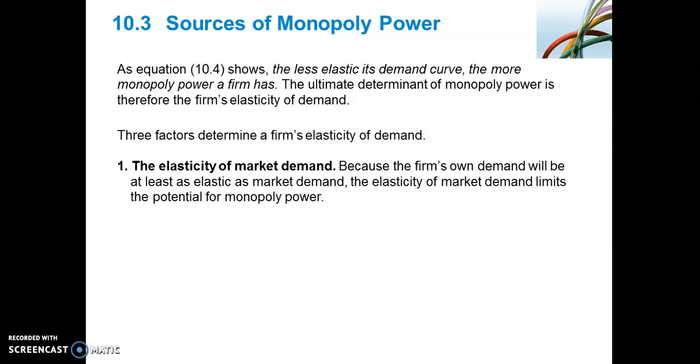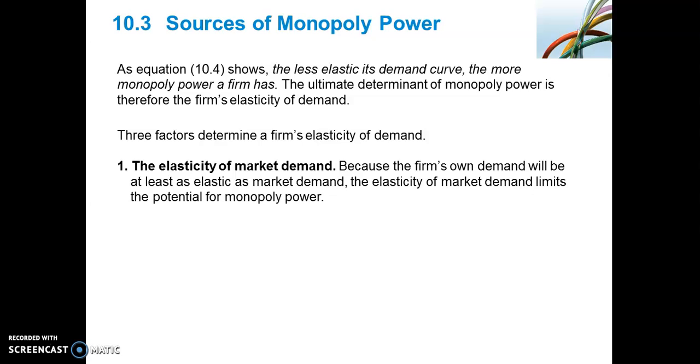Equation 10.4 also showed that where there were less elastic demand curves, so a more inelastic demand curve, the more monopoly power a firm had. So recall that example regarding the toothbrushes. That was figure 10.7. That reflected how the elasticity of the demand curve could also affect the monopoly power a particular firm has. So there are three main determining factors that affect the firm's elasticity of demand.